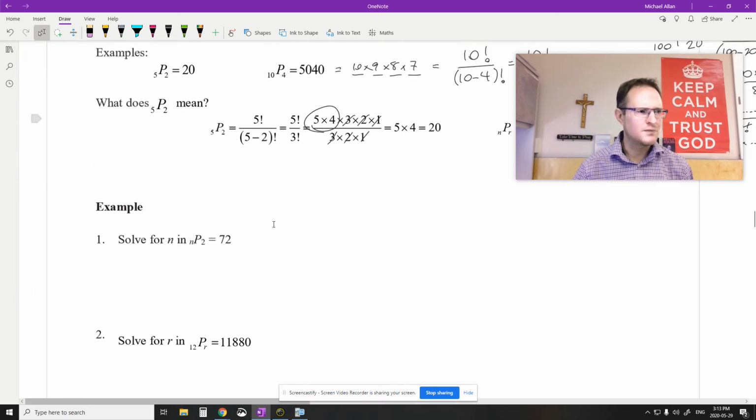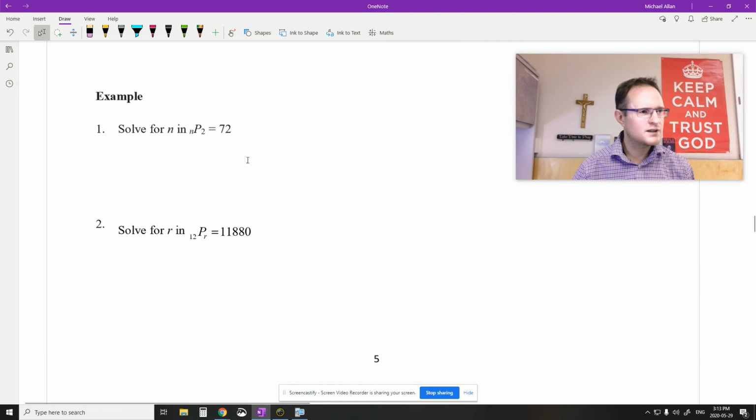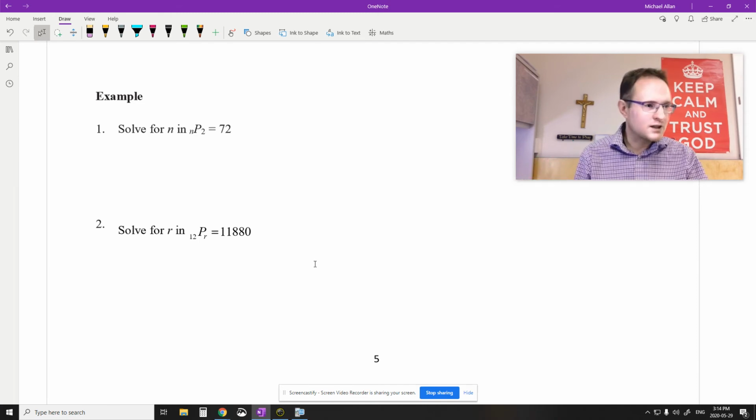But again, you can just use the P button. Now, here are some questions where we're missing certain pieces. Like here, nP2 equals 72, or 12Pr is equal to another number. So there's two different situations here. I want to find out how many objects I would have to have if I only pick 2, order matters, and there are 72 ways to arrange them. Or the next question: what if I had 12 objects? How many objects would I have to pick from the 12 to end up having 11,880 different permutations? I should have said permutations before, sorry.